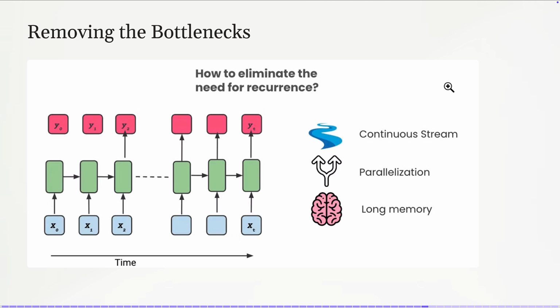So we have a sequence, which is the context, and we want to produce an output, and we used to use this hidden state to transfer the information from one state to another. So what is the idea to avoid all the problems? The bottleneck, the parallelization, and the long-term memory.